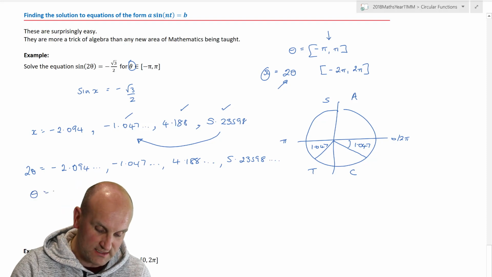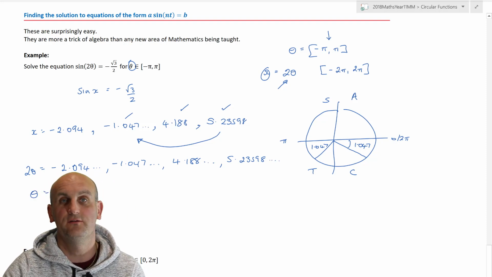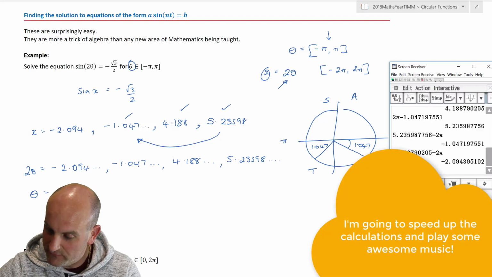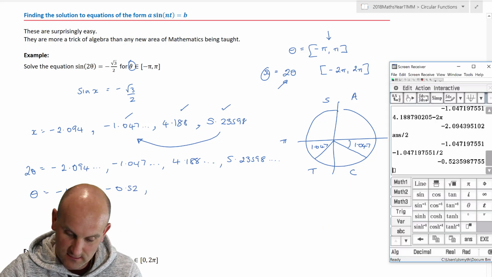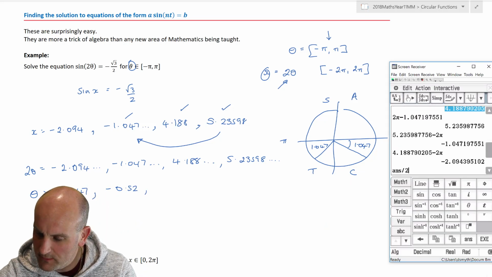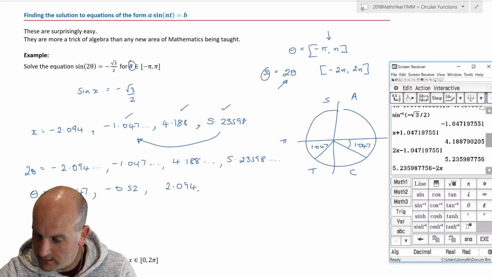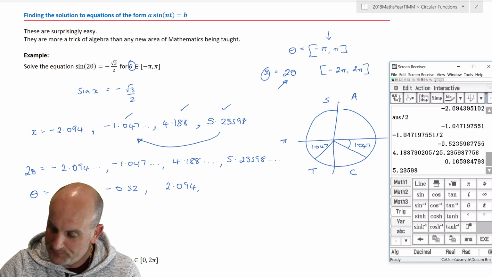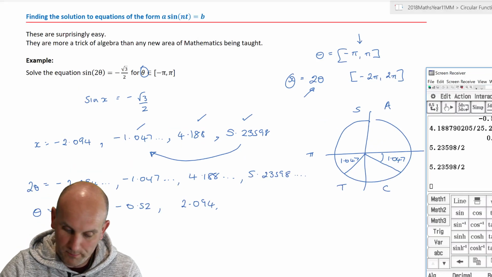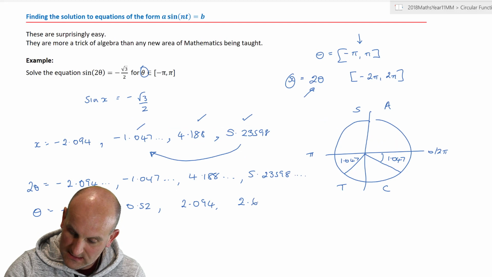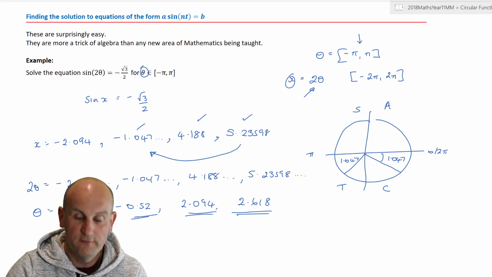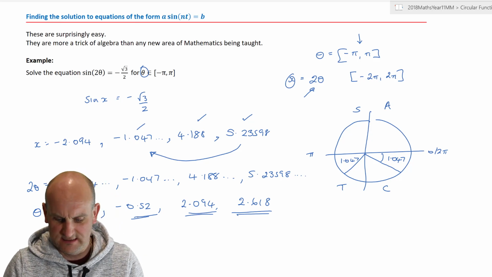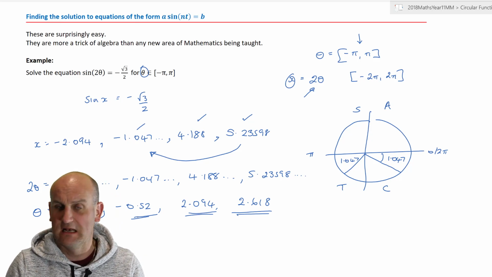So how am I going to get my value of theta? Well, I'm literally going to divide all of those by 2. And there we go, ladies and gentlemen. There are my 4 values. Now, I made that look difficult. I promise you it isn't. My calculator just doesn't like me.